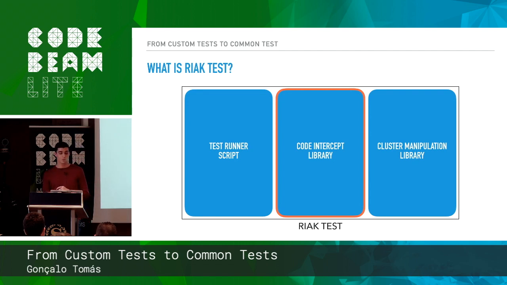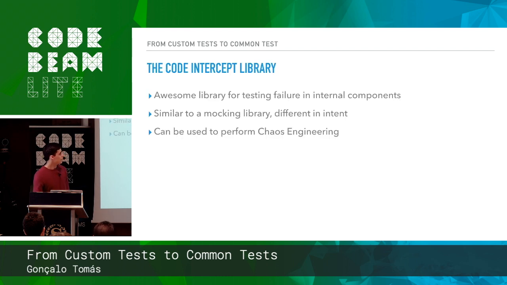OK, moving on to the code intercept library. The code intercept library, in my opinion, is awesome. It's a library for performing arbitrary computations on a system that is already running. You can use code intercepts to do some sort of chaos engineering, like a chaos monkey thing, where there is a server that is already running, and you modify the code at runtime to add, for example, a delay to the response and see what breaks.